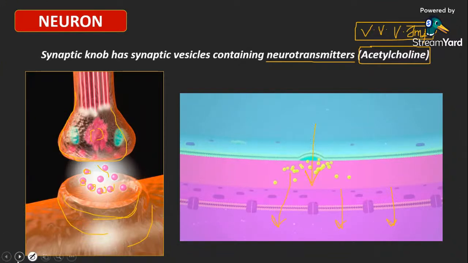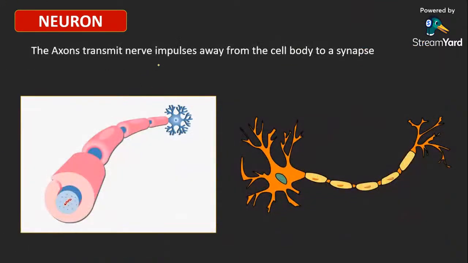Yes, everybody? Yes. The axon transmits the nerve impulse away from the cell body to a synapse. So away from the cell body, the axon will transmit the impulses into the synapse. Then only can it transmit to the next neuron. Clear?